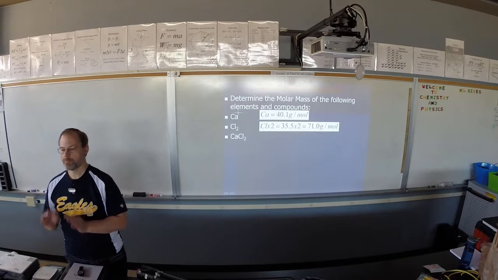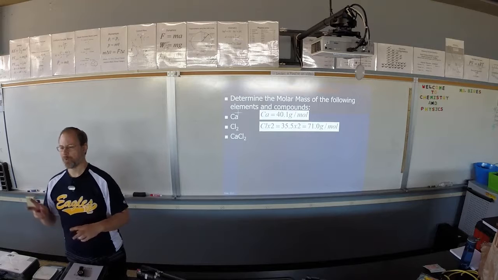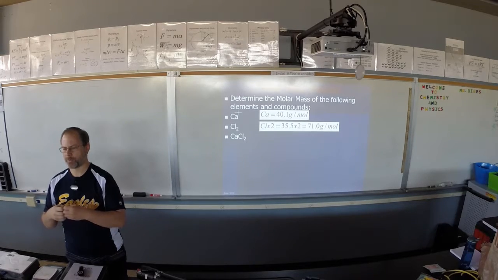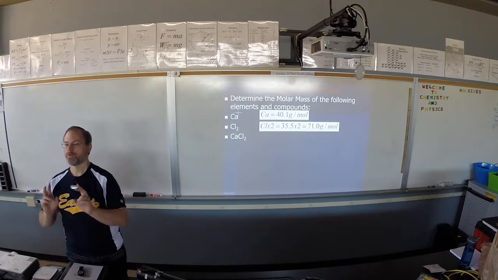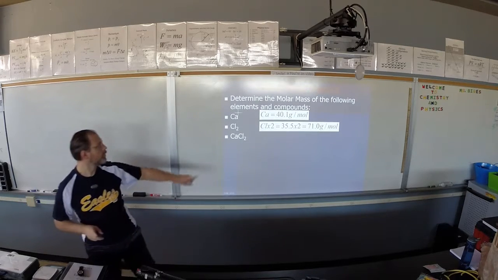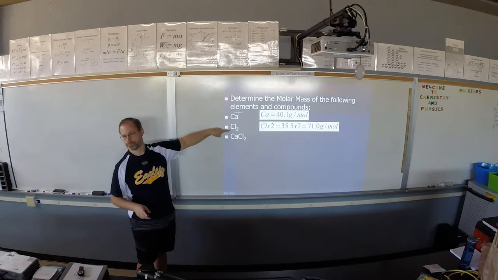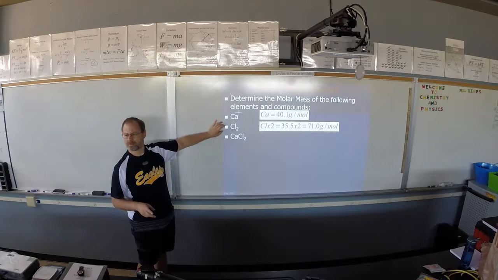It is 1 mole of Cl2. So it's 1 mole of things that come together in a pair. So it is technically 2 moles of chlorine atoms, but it's 1 mole of Cl2. It's 1 mole of the formula written. Is that clear? Excellent. So thanks for bringing that up.